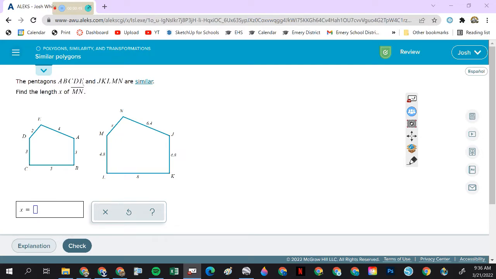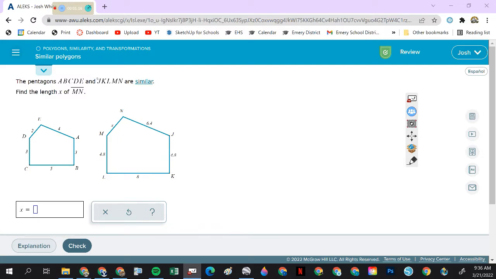When we say A, B, C, D, E, and J, K, L, M, N, we mean that A and J are congruent. Right? So you have to list them in an order so that the angles on the first one match up with the angles on the second one. Okay? So that's the first part of similarity. The angles are congruent. It doesn't mean A and B are the same, but it means that A and J are congruent.